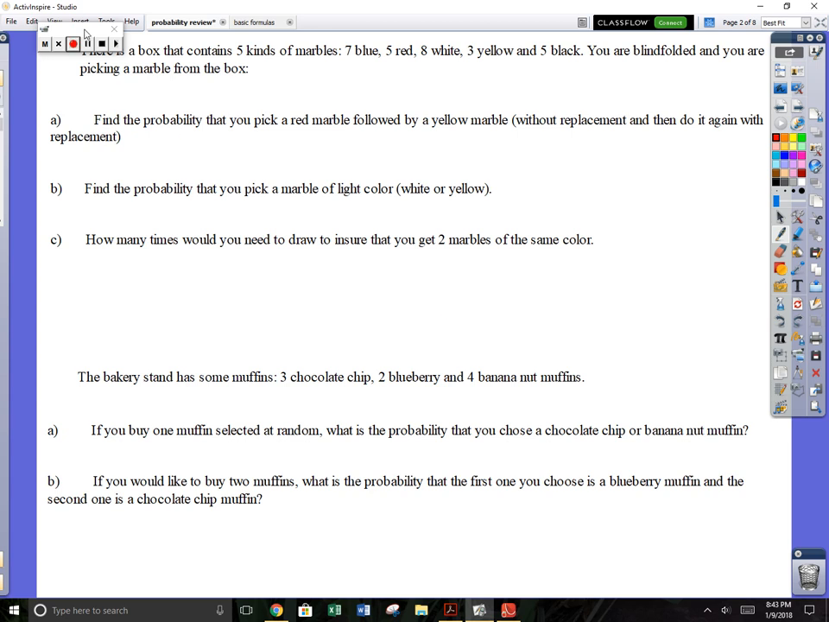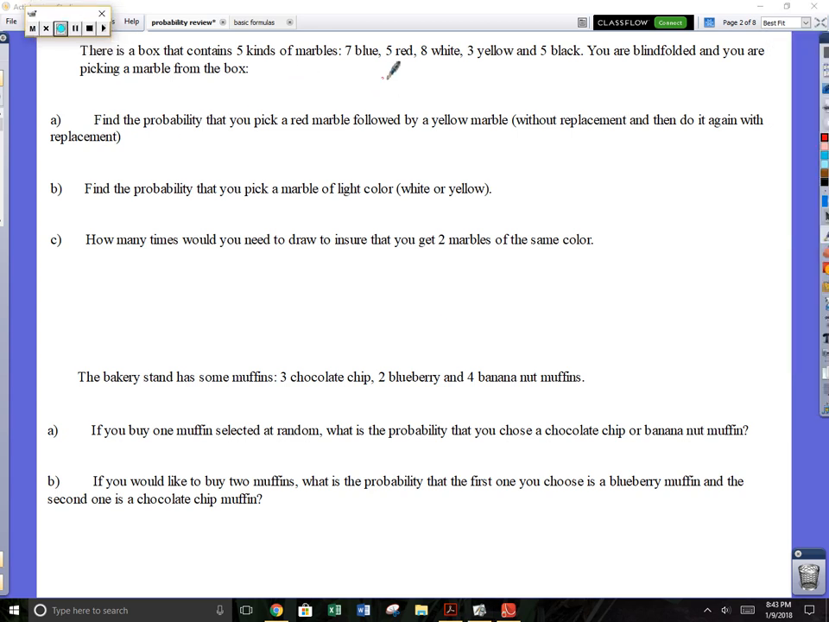Alright. Okay, there's a box. You got 5 kinds of marbles, 7 blue, 5 red, and so on. You're blindfolded. You are going to pick a marble from the box. So first of all, you got to find how many there are to choose from. So 7 and 3 is 10, 5 and 5 is 10, and an 8. So there are 28 to choose from. Find the chance that you pick a red marble followed by a yellow marble. So there's 2 events. You're drawing twice. So the chances of you reaching in and grabbing a red marble are 5 out of 28.